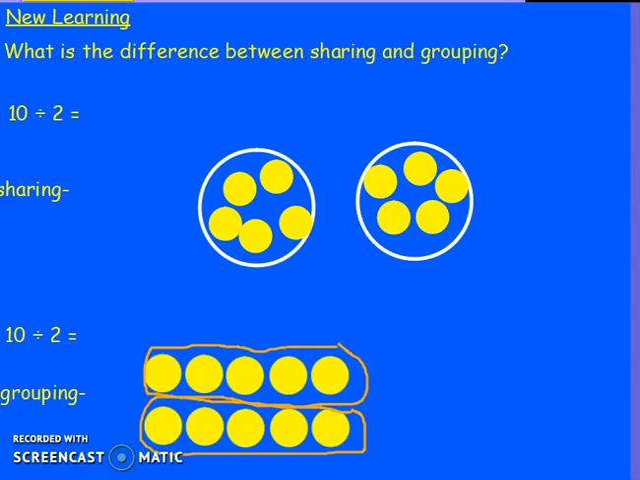Pause the video and have a think. Which method do you prefer to do division sums? Do you prefer the sharing method, where you draw the circles and share the picture out? Or do you prefer the grouping method? Or maybe you've got a different method of your own.